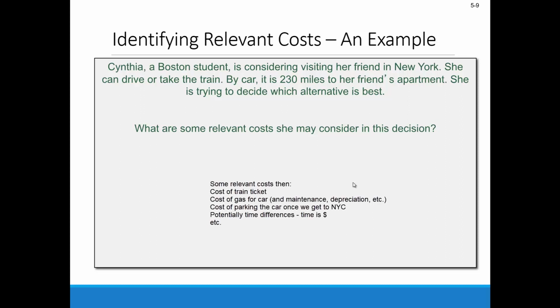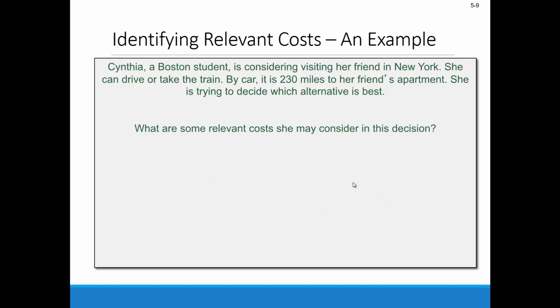When we get to New York, we'd have things like parking also, if we're driving ourselves, whereas if we take the train, we don't. So there's other things that would come about too in terms of like time maybe that could be quantified, but some of the sort of more obvious examples are the things that I've just mentioned here.